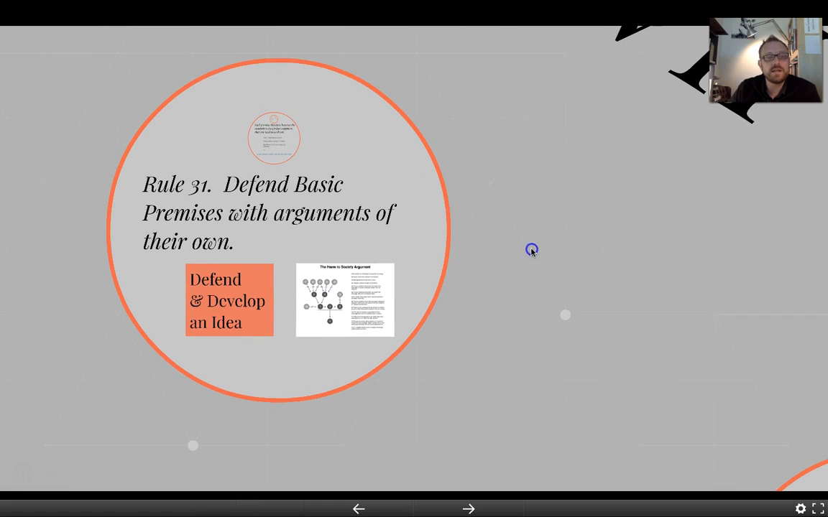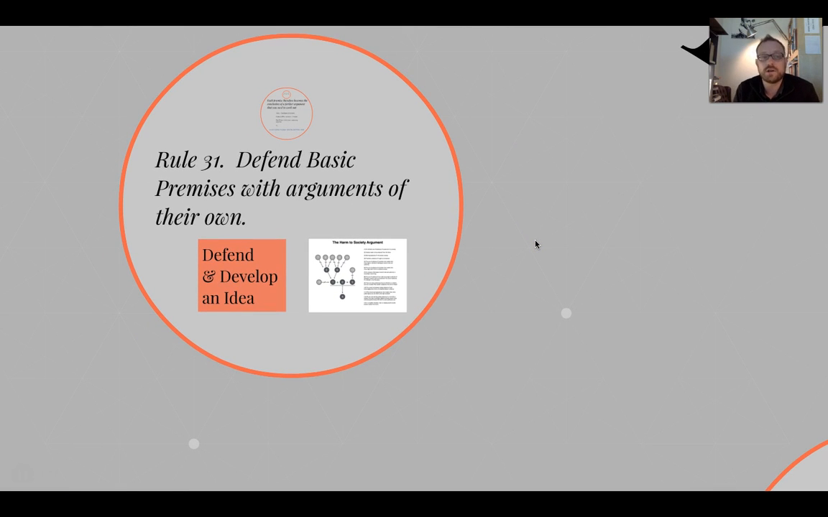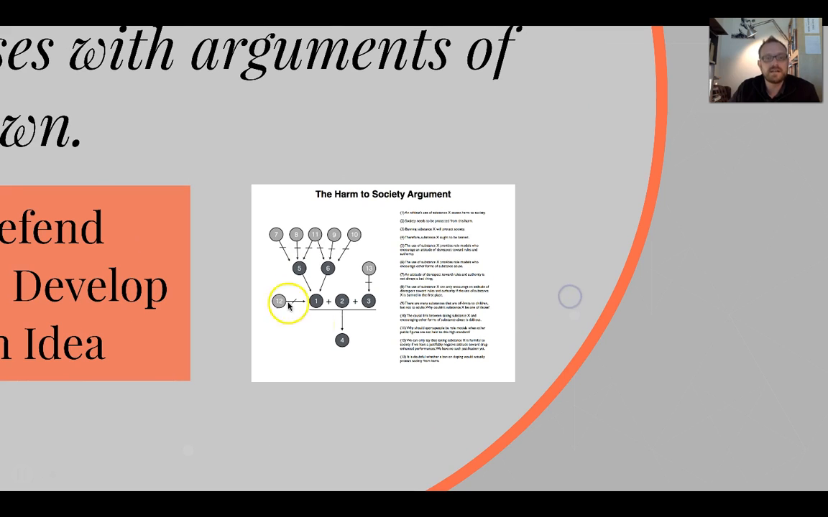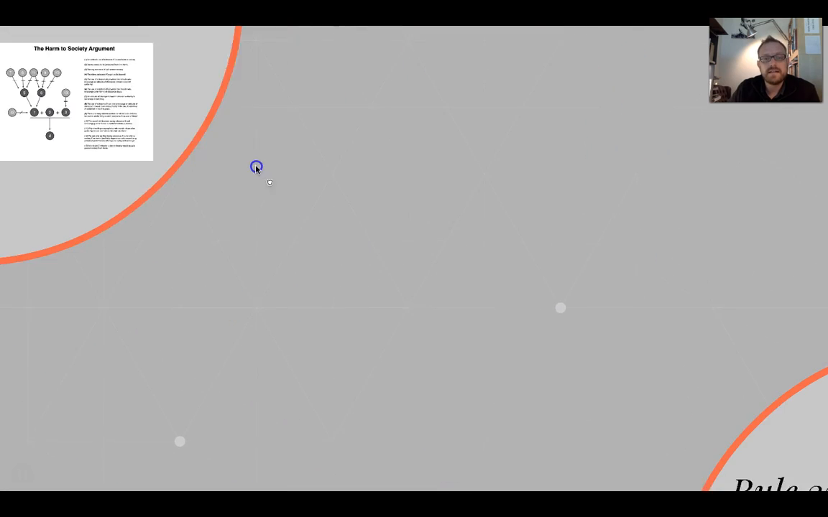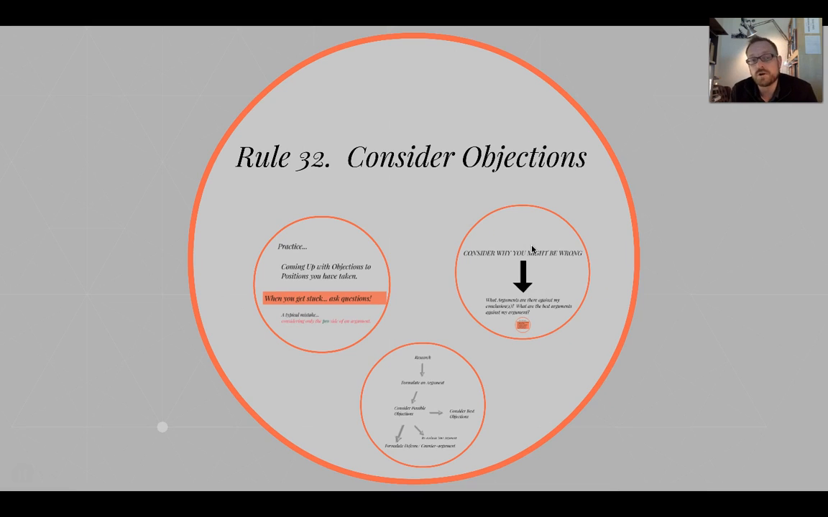In Rule 31, we looked at the idea that you need to defend premises with arguments of their own. So there we really focused on the idea of developing extended arguments. You'll recall this is a diagram of what a more complex extended argument can look like. Now, what we're going to start on today is to discuss two more rules of reasoning, and then we'll conclude our section on extended arguments.